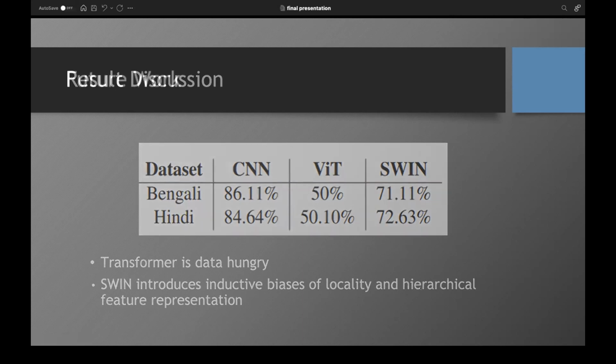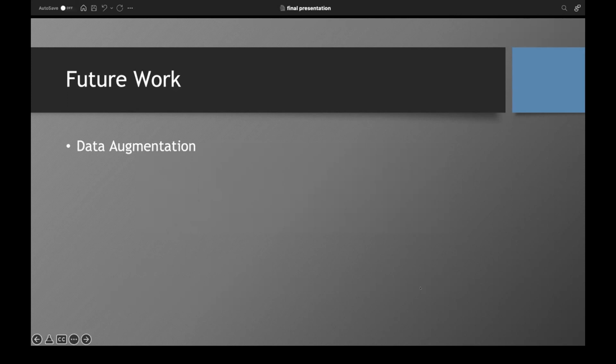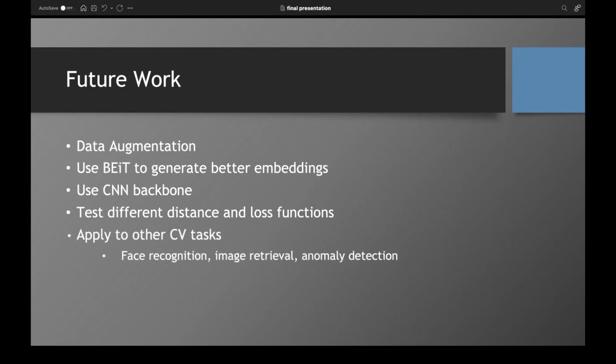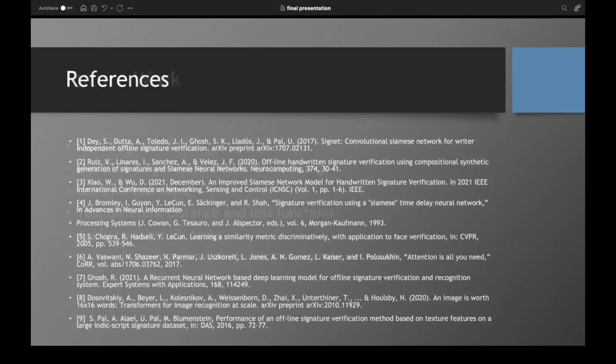To counteract this problem, as future work we are going to increase the dataset, improve data augmentation, and use the BEiT transformer to generate better embeddings, because this is an image classification problem and BEiT performs better than other transformers. We'll probably use CNN as a backbone and test different distance and loss functions such as cosine distance and triplet loss. And we'll try to apply other CV tasks like face recognition, image retrieval, and anomaly detection. And these are all our references.